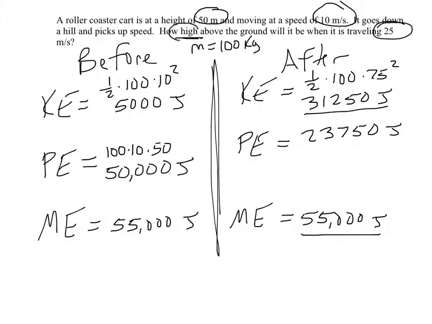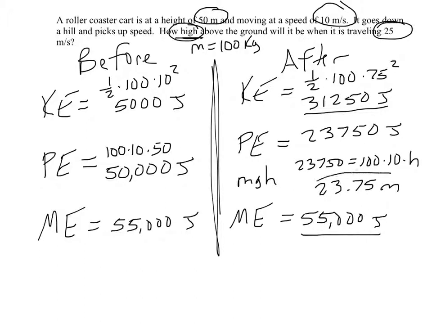But that's not the final answer. We're looking for how high above the ground it is. So remember that this equals mgh. So 23,750 equals 100 times 10 times h. And solving for h, we will get that it is 23.75 meters above the ground.